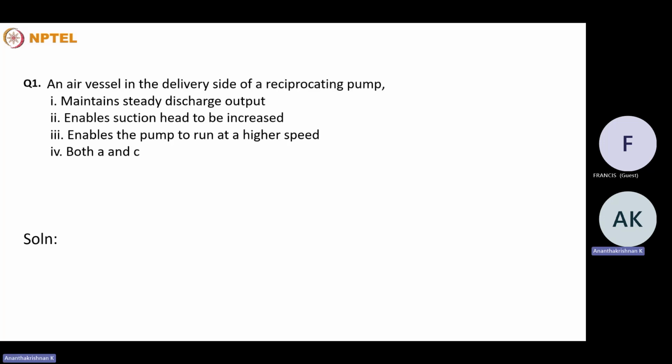In the first question, an air vessel in the delivery side of a reciprocating pump maintains steady discharge output, enables suction head to be increased, enables the pump to run at a higher speed, or both A and C. The first question.